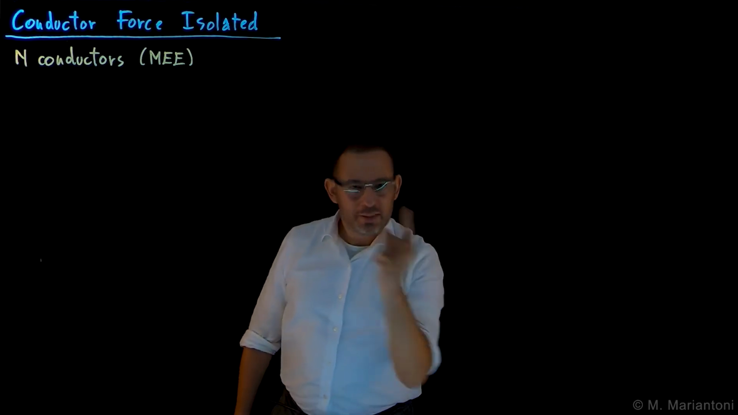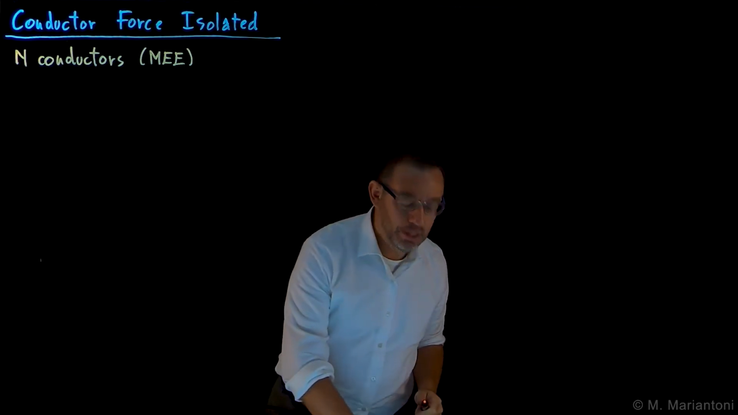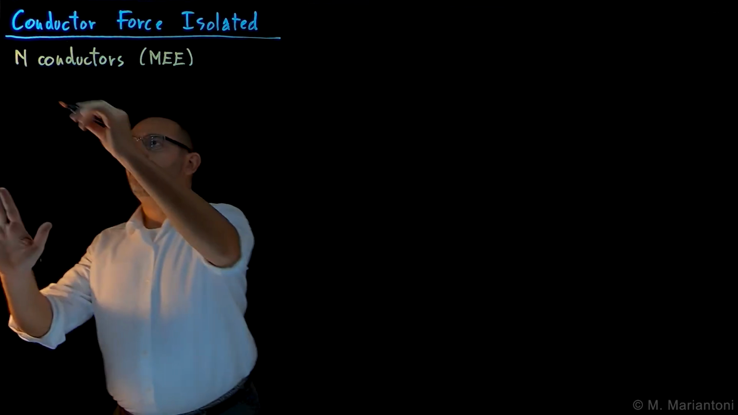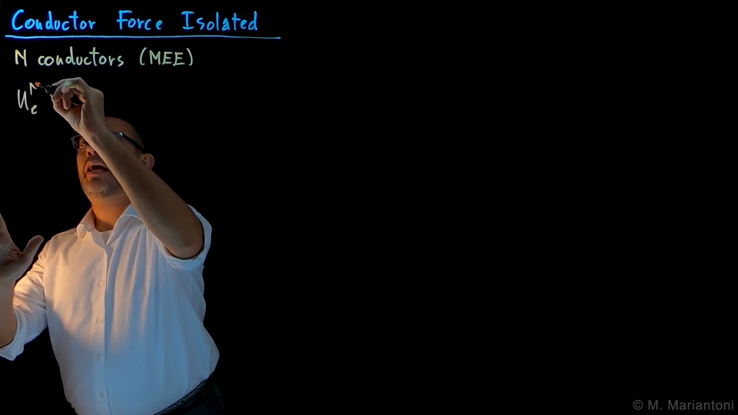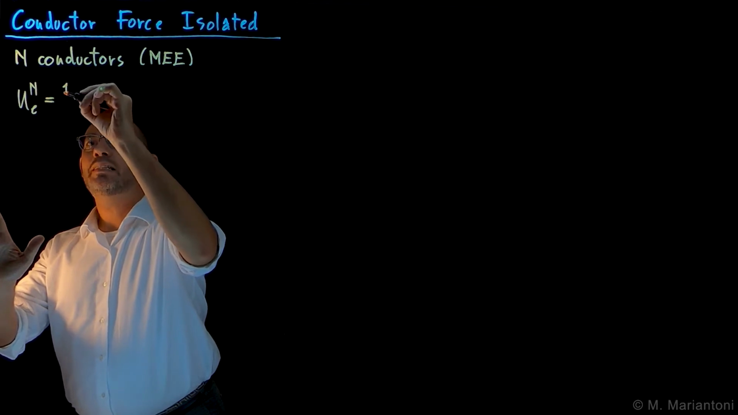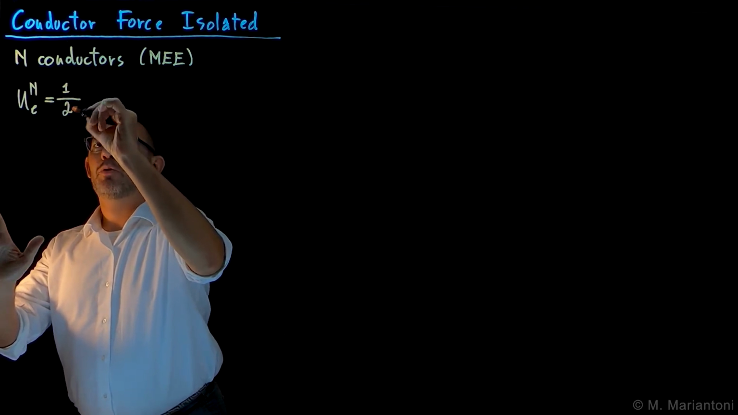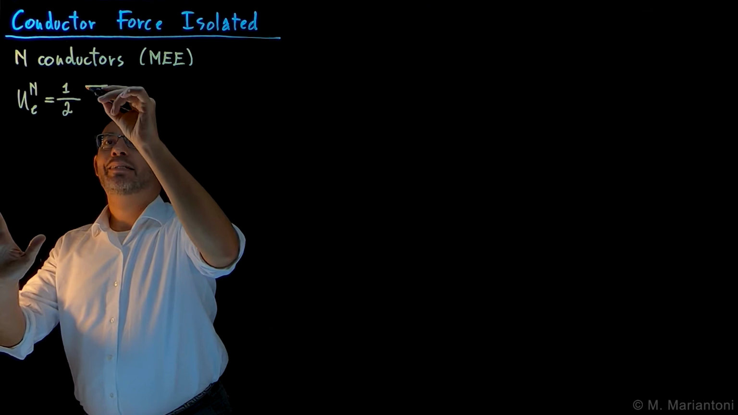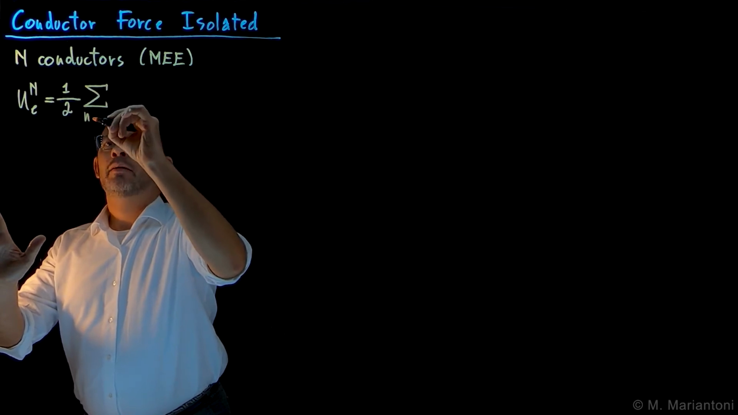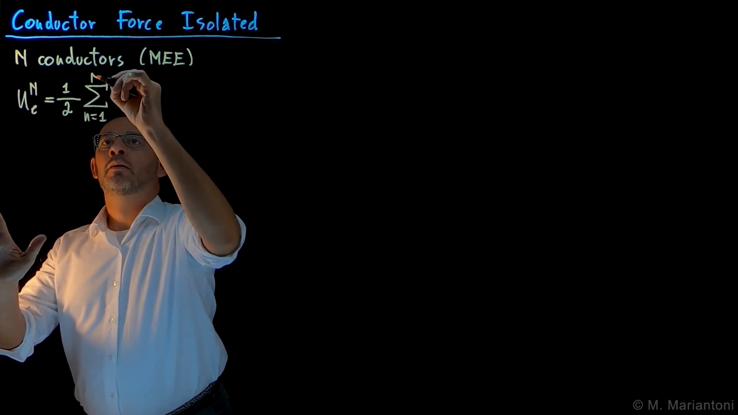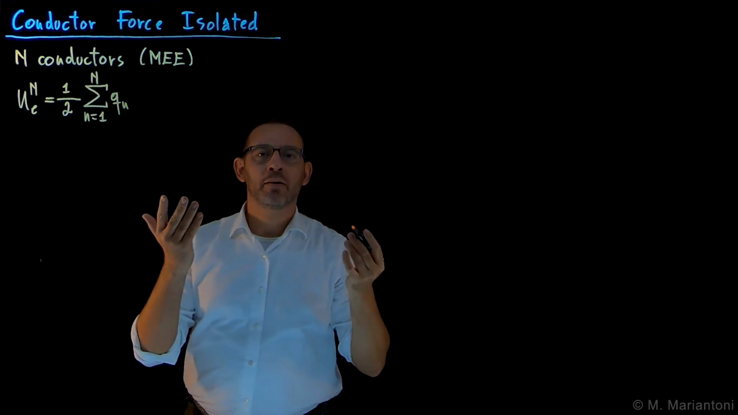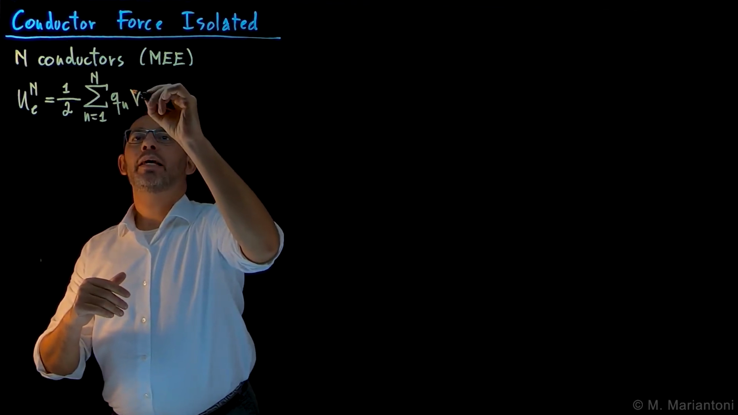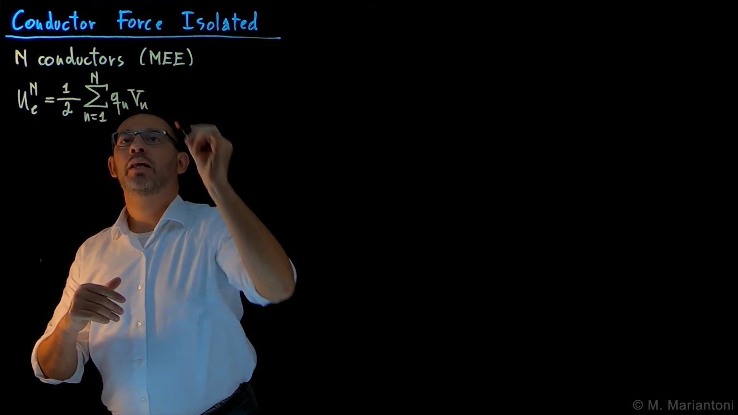What is the electrostatic energy of a system of capital N conductors? You've seen this a few videos ago. So U electrostatic, for capital N, is given by the usual famous factor of 1/2, sum for n that goes from 1 to capital N, of Qn, the charge on the nth conductor, times its electrostatic potential Vn.